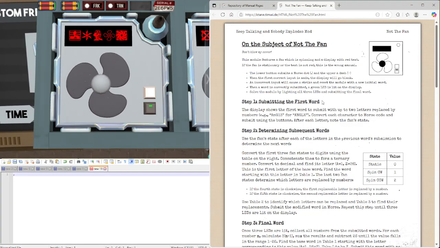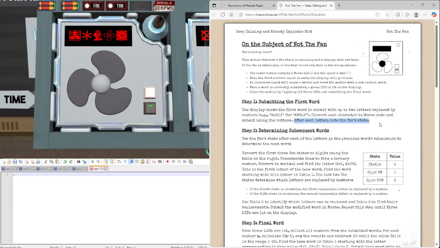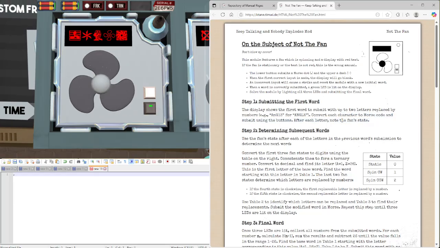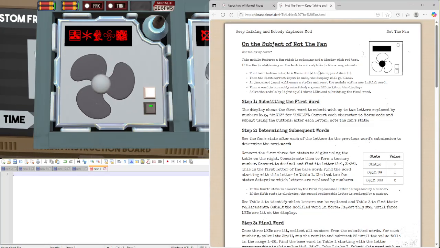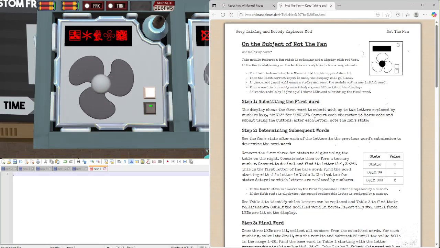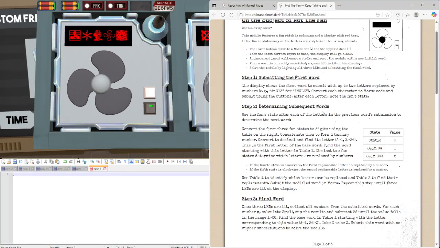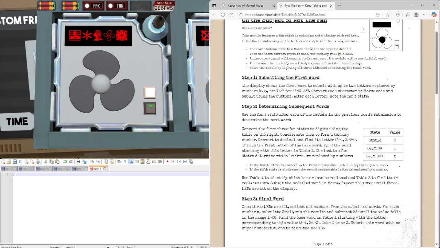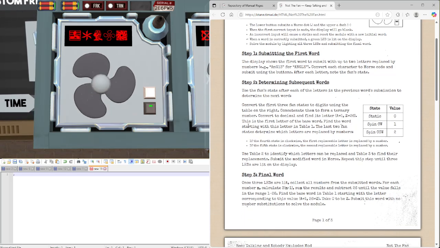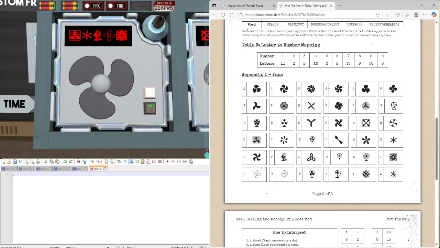But we also have to keep track of something. After each letter, we need to note the fan's state. The state can either be clockwise, counterclockwise, or static. And it might not look like it changes sometimes, but that just means it changed to the same thing. So, let's figure out what we have here.